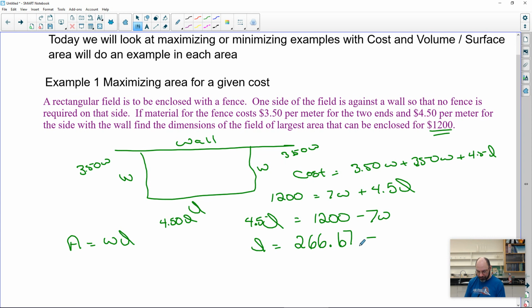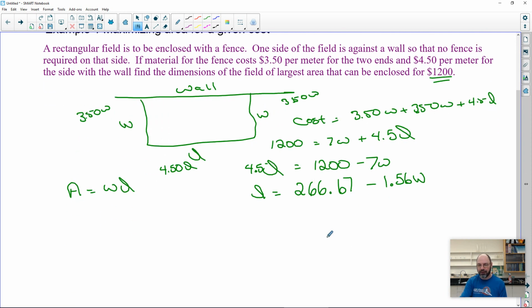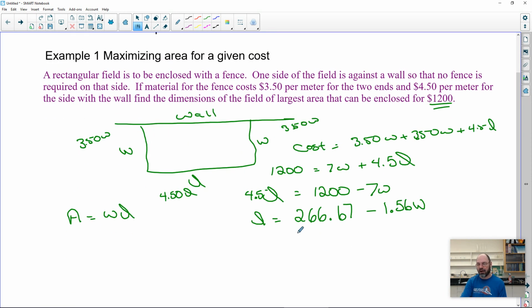Okay, it's 1 5/9, which is 14 over 9, or 1.55555. So we can say that this is 1.56 W's. Okay, we are going to just use decimals in this case. We could go ahead and use fractions to get exact values, but we're going to be okay if we do decimals because we're talking about hundredths of a meter, like centimeters, so we'll be fine. So this is our equation of length.